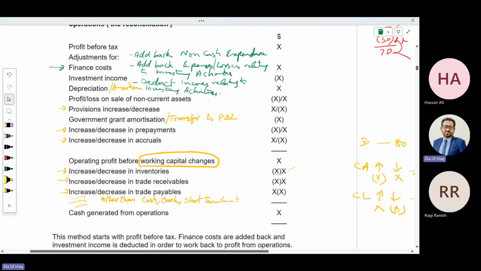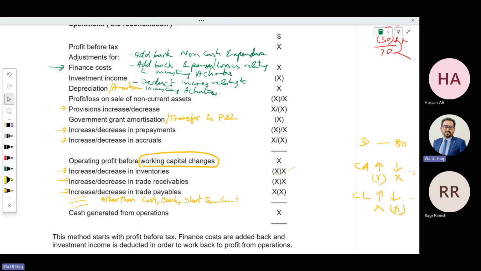So through this, we can calculate cash generated from operations, and from this, we need to deduct interest paid and tax paid to get net cash flow from operating activities. Then cash flow from investing and financing activities. Adding these three, net increase or decrease in cash, adding the opening cash balance, we will arrive at the closing cash balance. Can you understand? This is the indirect method of preparing cash flow.